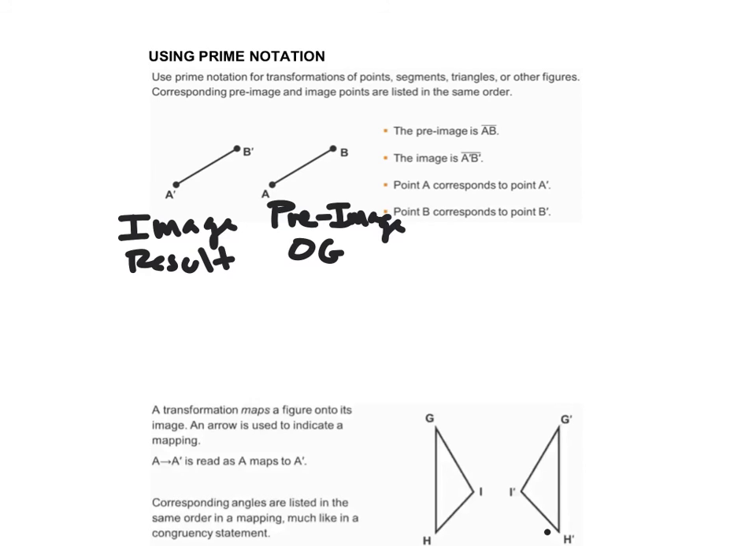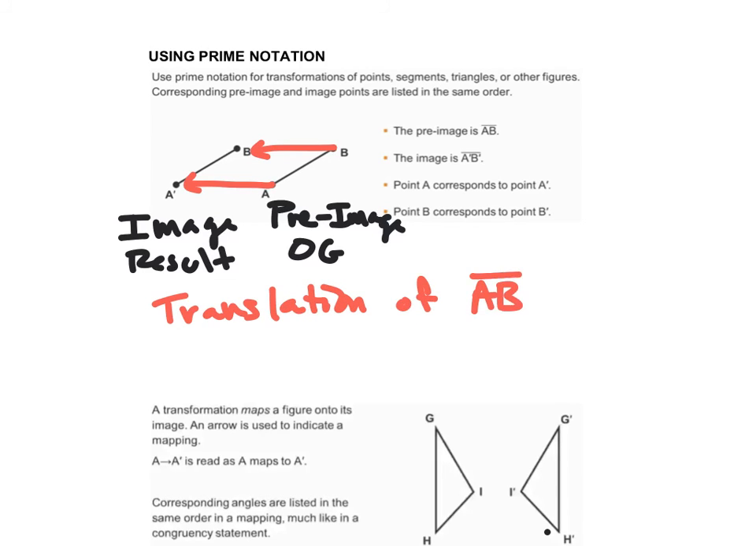And so what you can say here is that this is simply moved over, and so we would call this a translation of AB, line segment AB, to line segment A prime, B prime. And that's what we're looking at.